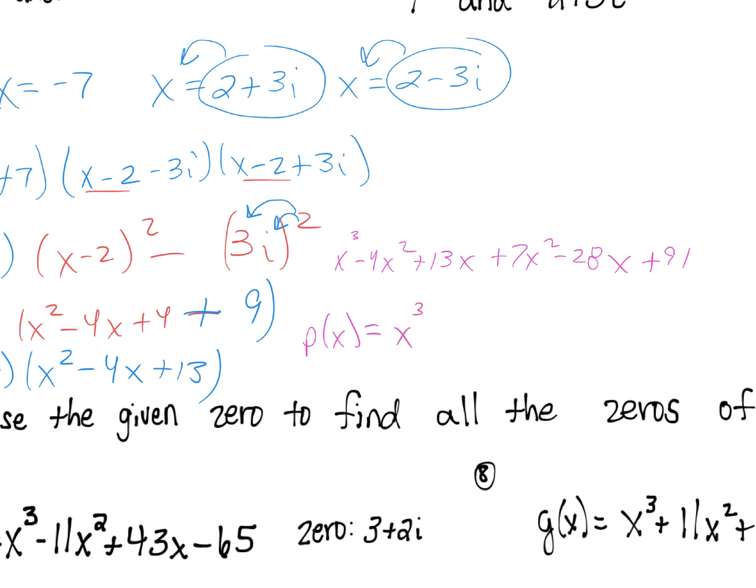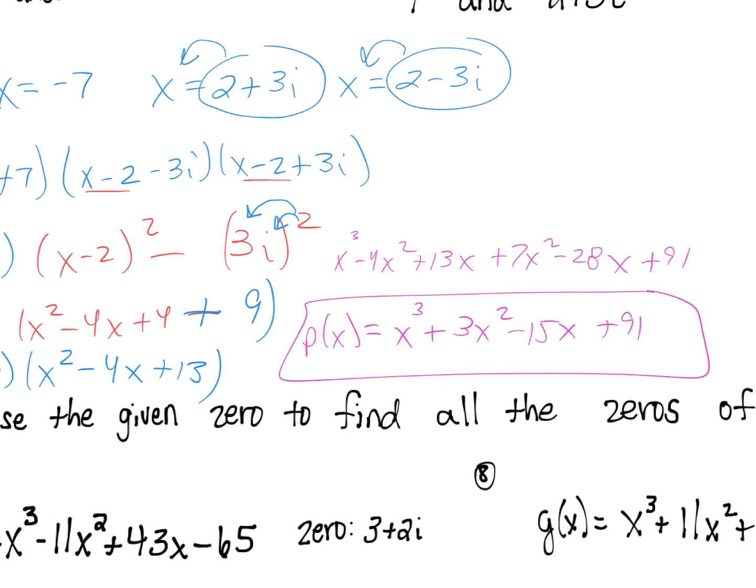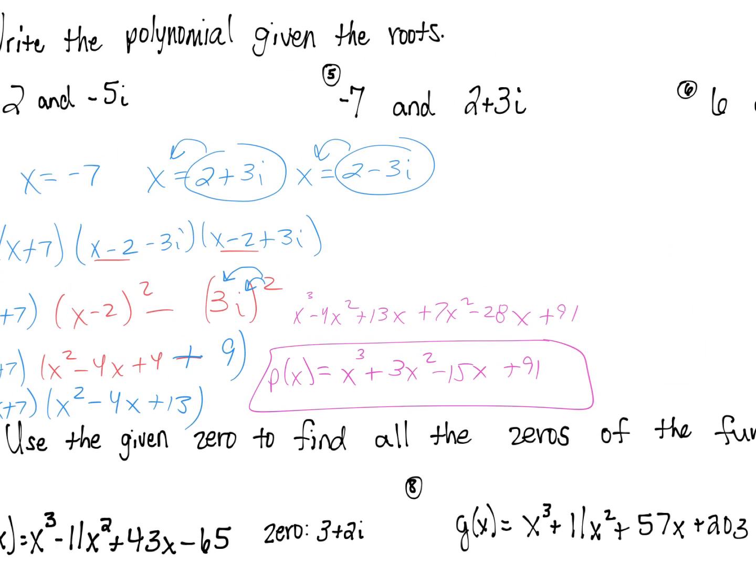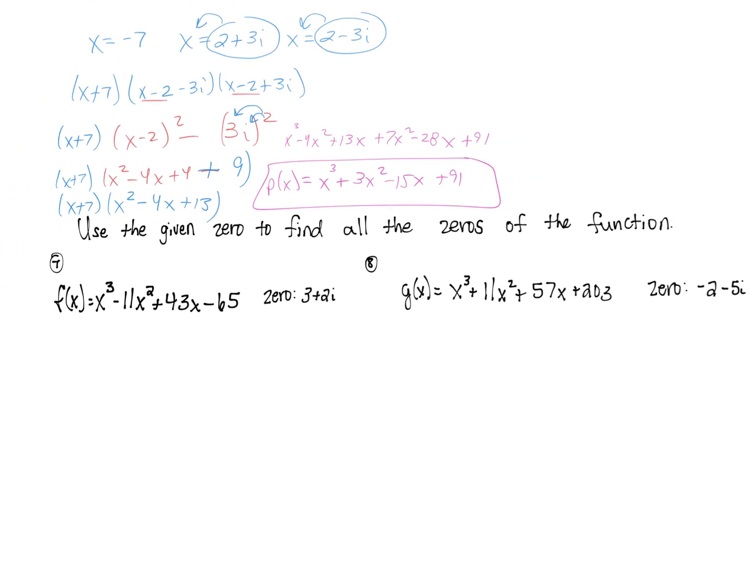So x cubed plus 3x squared. What's 13 minus 28? 15? Okay, so plus 15 or minus 15? Minus 15 and then plus 91. There's your answer. Questions? All right, so that's pretty basic, pretty straightforward. We did all of that to be able to answer questions like 7 and 8.